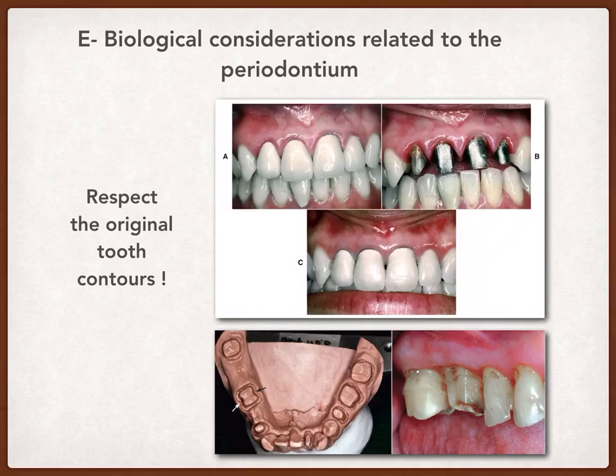and so the restoration will be over contoured in these areas. That over contoured area will act like an undercut that will retain plaque in these areas, and of course will lead to a periodontal disease in these areas, which are the furcation areas, which are very susceptible to periodontal diseases. So you should always respect the original tooth contours and not over contour the teeth and subsequently make plaque retention areas and subsequently lead to a periodontal disease.